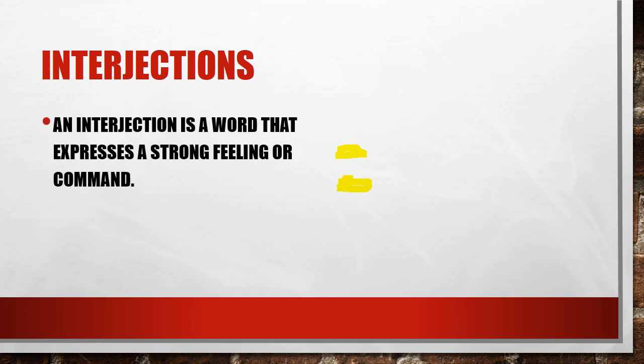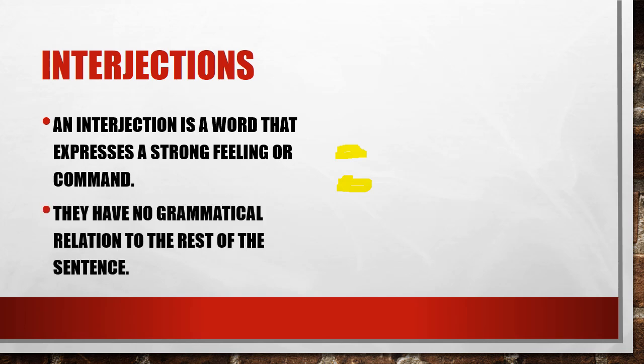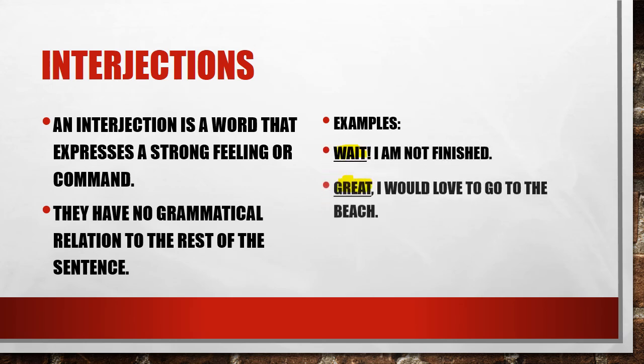Interjections. An interjection is a word that expresses a strong feeling or command. They have no grammatical relation to the rest of the sentence. Examples. Wait, I'm not finished. Great, I would love to go to the beach. Wait and great are interjections, and they just enhance the sentence a bit, but they're not grammatically related to the rest of it. Okay?